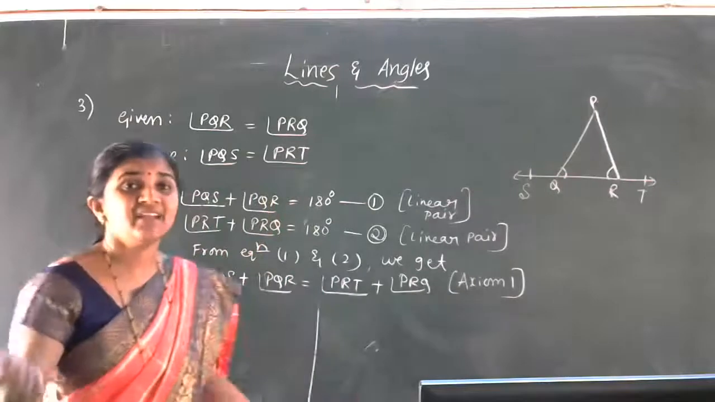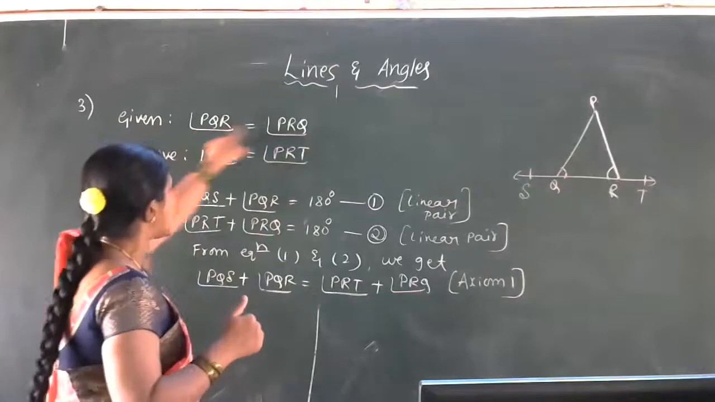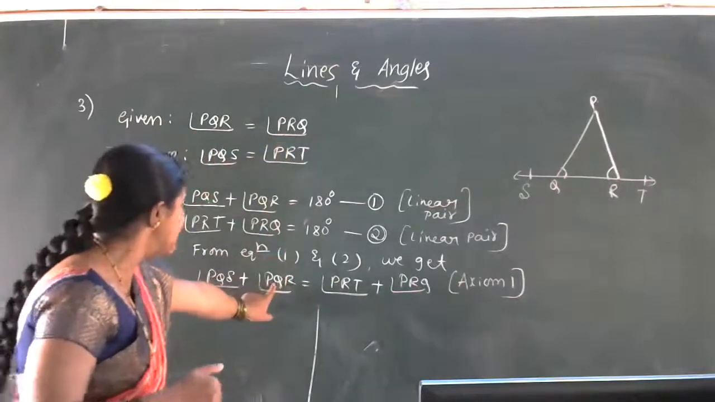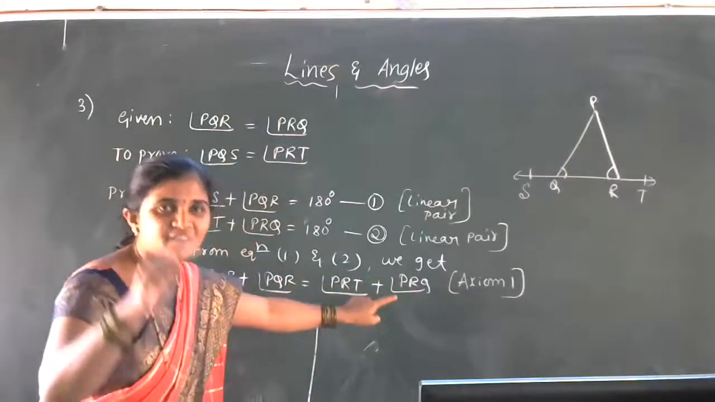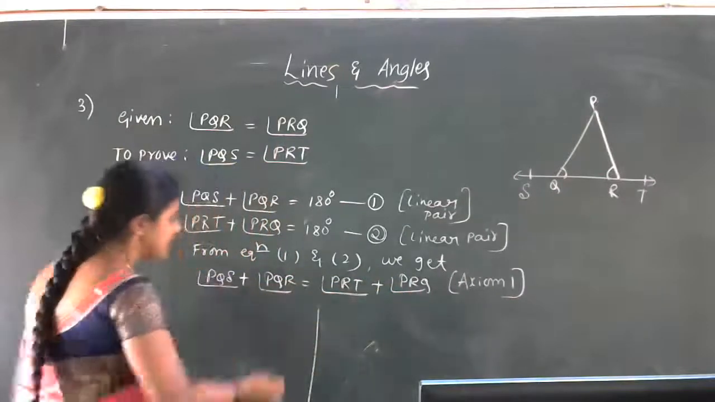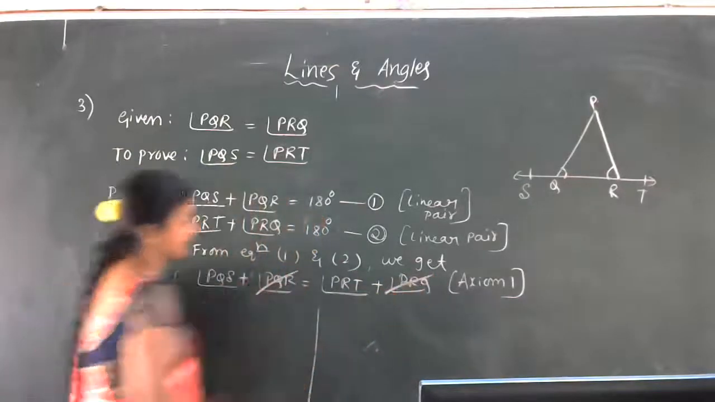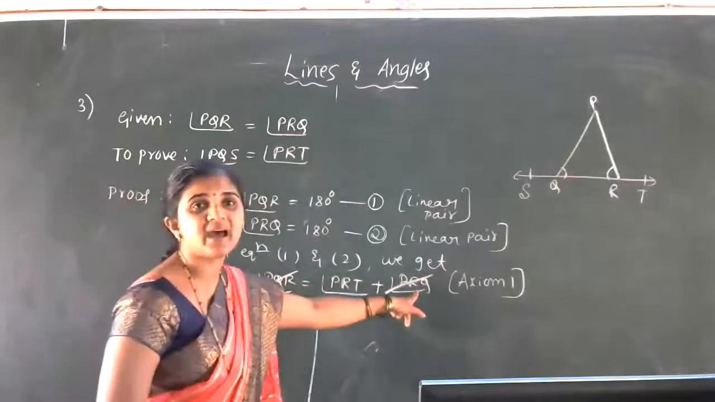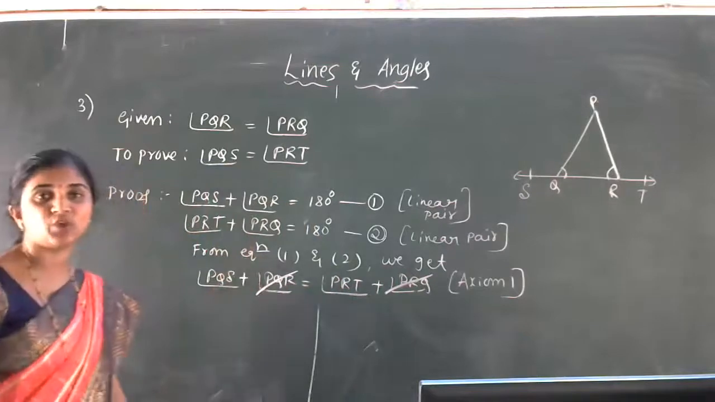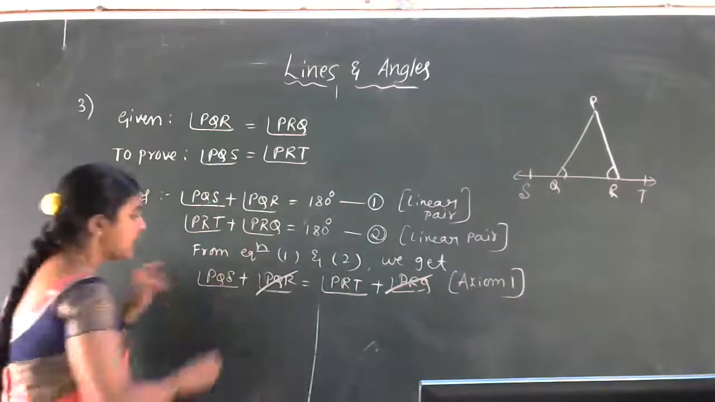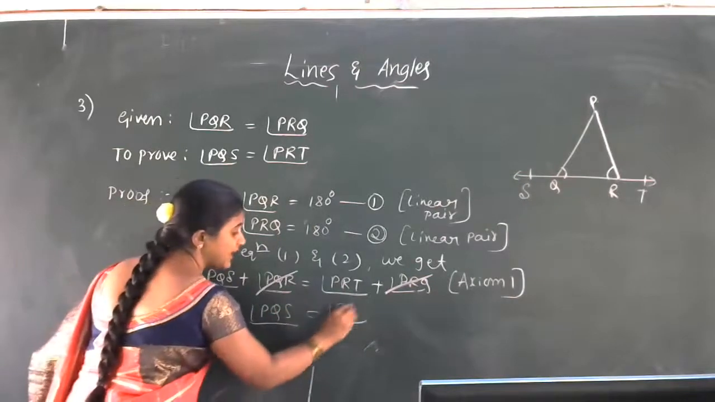We are not using the given data yet. Where do we have to use it? PQR is equal to PRQ. If equals are subtracted from equals, then the remainders are equal. So on the LHS and RHS we subtract PQR and PRQ, because both are equal. Now what is remaining? PQS is equal to PRT.